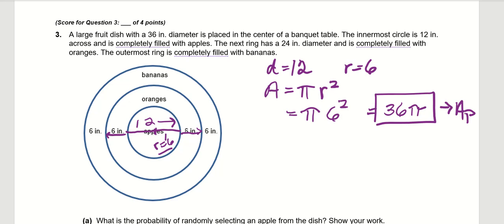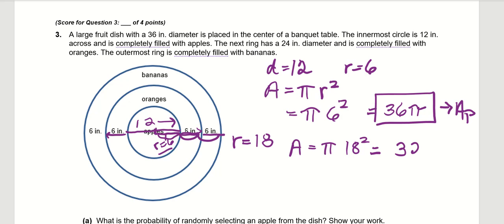All right, the area of the entire dish, this is 6, this is 6, and this is 6. 6 plus 6 is 12, plus 6 is 18. So the radius of the entire circle is 18. So that area is pi r squared, or 324 pi.